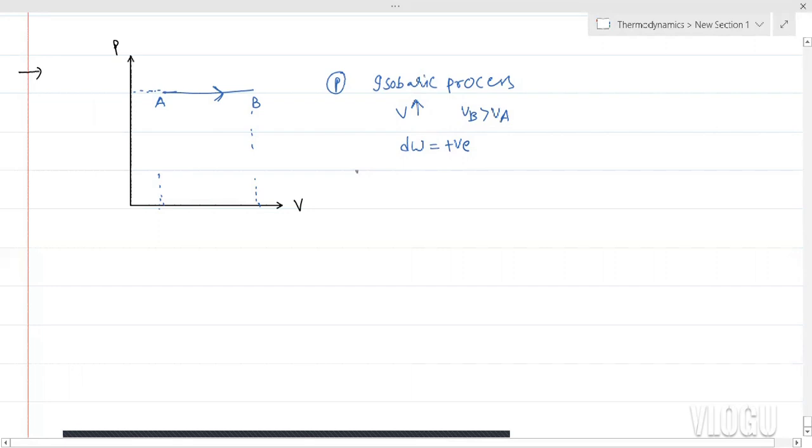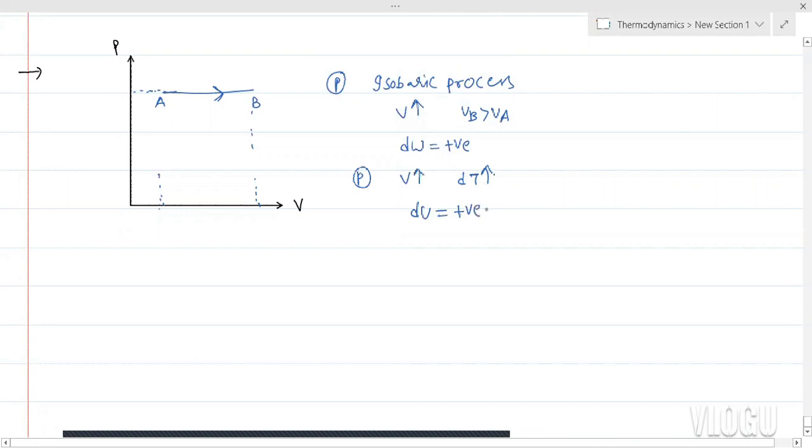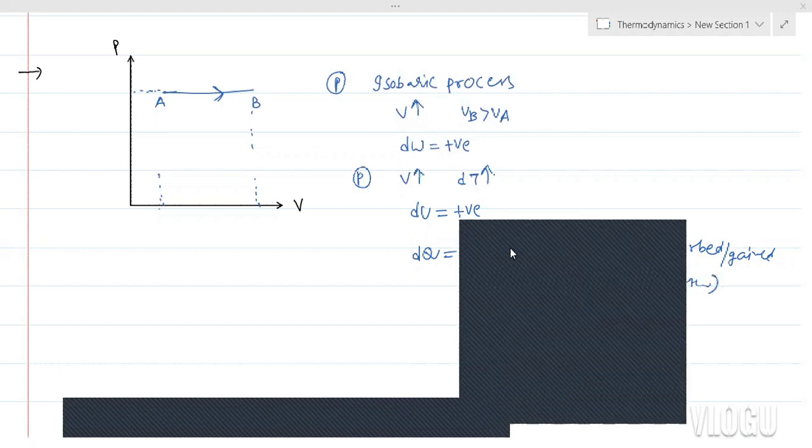Definitely, we can see that at constant pressure, as volume increases, the temperature also increases. So automatically, dU is also positive. When dW is positive and dU is positive, dQ is positive. dQ positive means heat energy is absorbed by the system, or gained by the system. So in these aspects, you need to analyze each and every sentence.